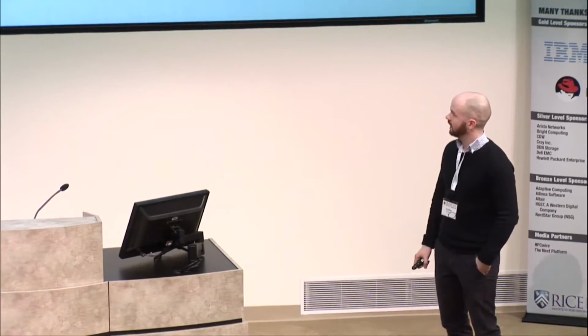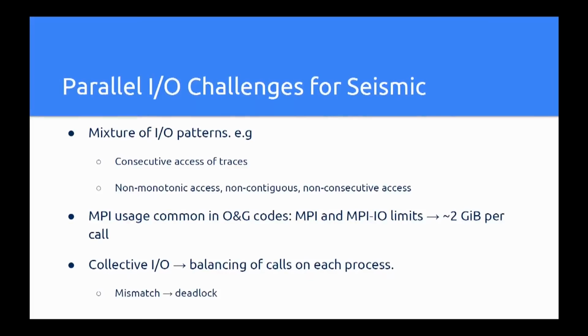So just to jump straight in, the kind of parallel I/O challenges that we've seen when we've been working with Tullow Oil are that there is a mixture of I/O patterns within seismic migration software and seismic processing workflows in general. In the codes, there's consecutive access of traces, that's consecutively located traces in a SegWi file, as well as non-monotonic access. That's non-contiguous, sometimes duplicates, and it's non-consecutive.